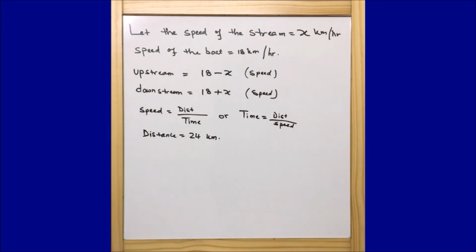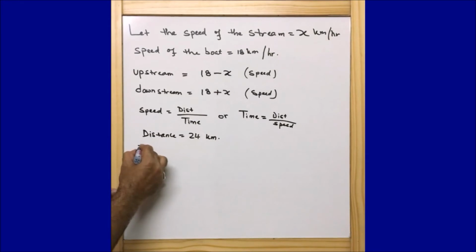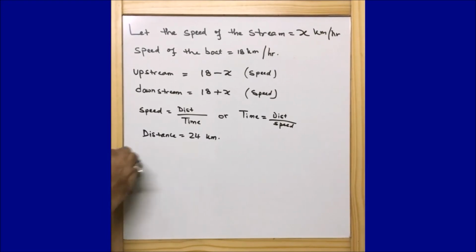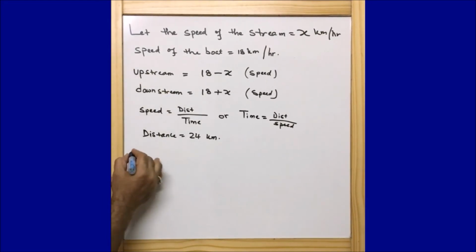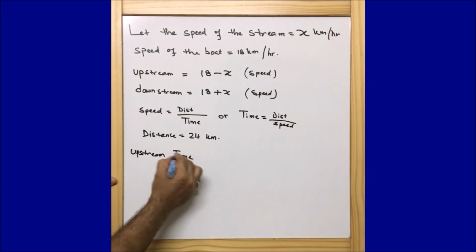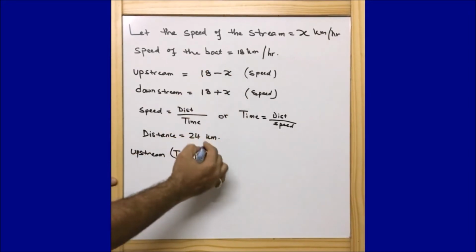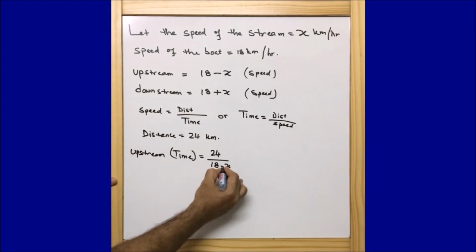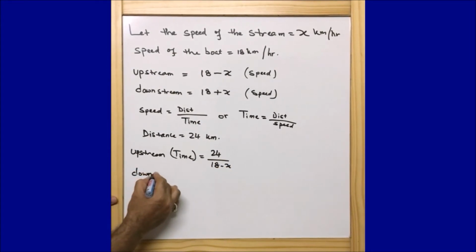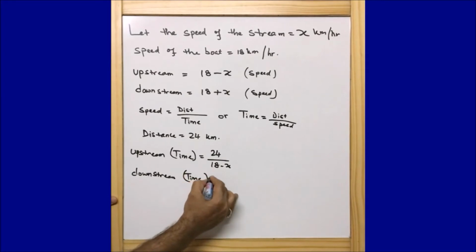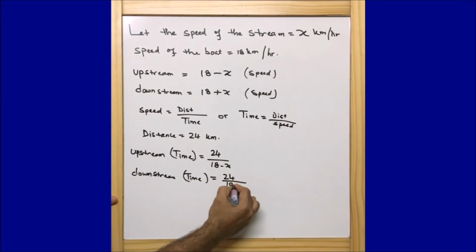than the downstream. That means, so time here I can calculate. First of all, let us find out the time here. Time is equal to, so how much time will it take in the first case, in the upstream case? In the upstream case, time is equal to how much? Time is equal to distance by speed. So distance is 24 and speed is 18 minus x. And similarly in the downstream case, time will be 24 by 18 plus x.